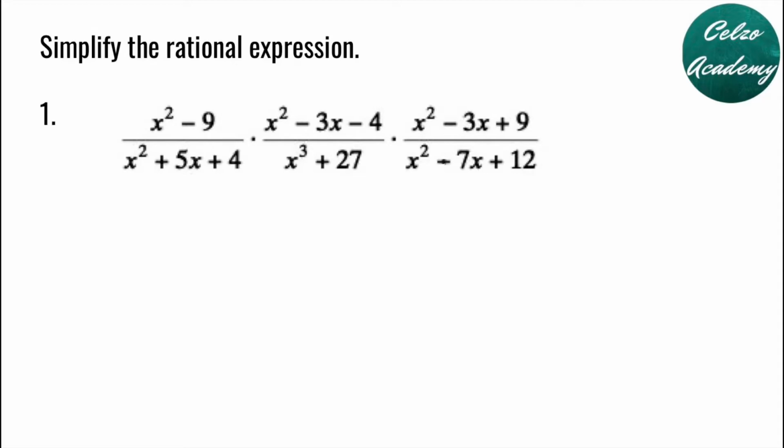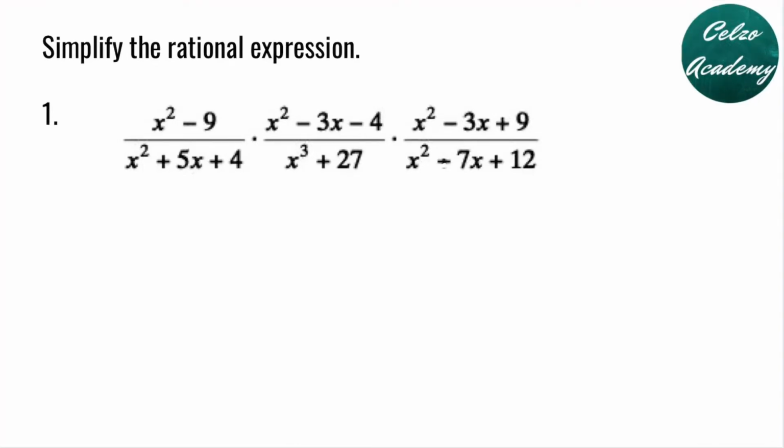In simplifying this rational expression, we need to apply different types of factoring. So the first step that we need to do here is factor each expression. Let's begin with the first numerator, x squared minus 9. X squared minus 9 is a difference of perfect squares, so we can factor this as a product of sum and difference. X squared can be split up as x and x, and for the negative 9, we need to use plus 3 and minus 3. That's how you factor difference of perfect squares, product of sum and difference.